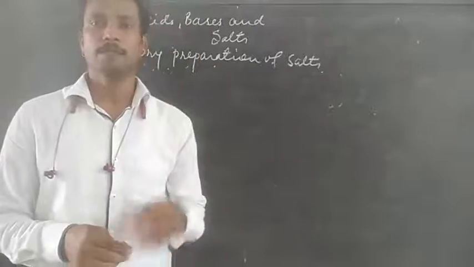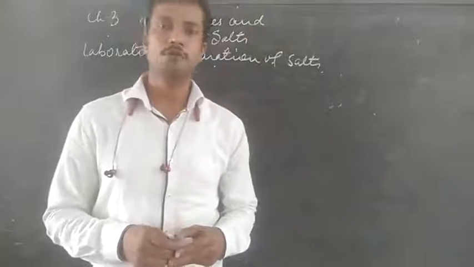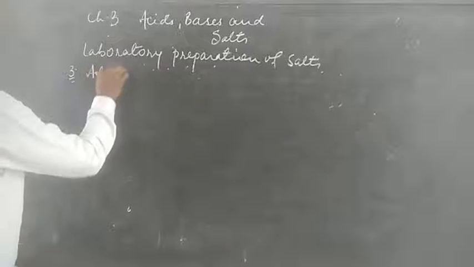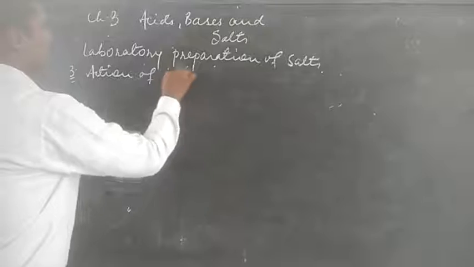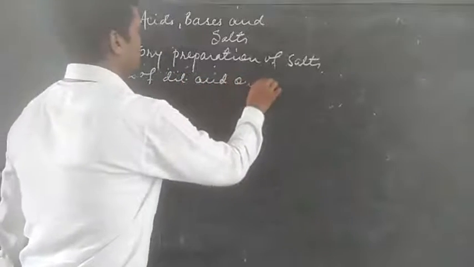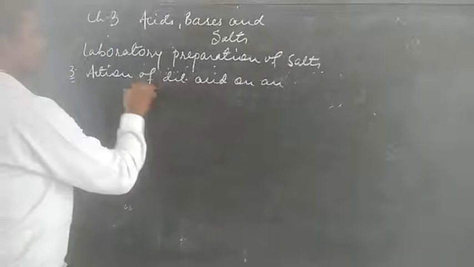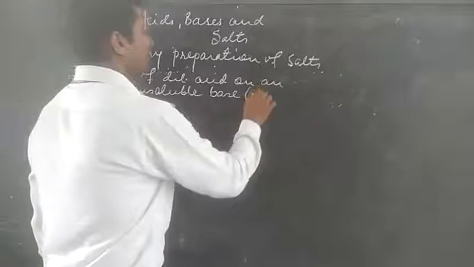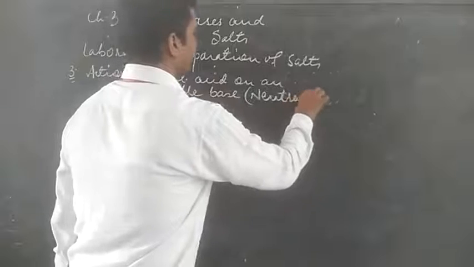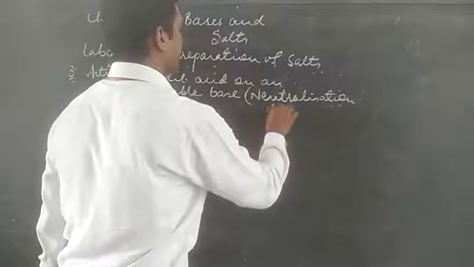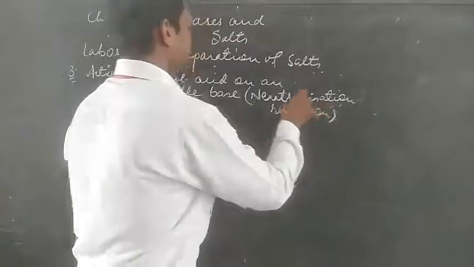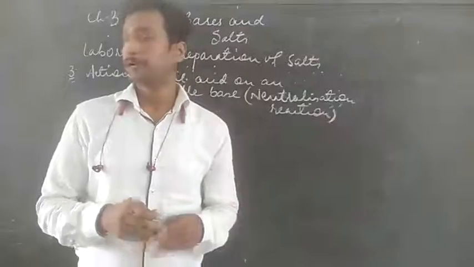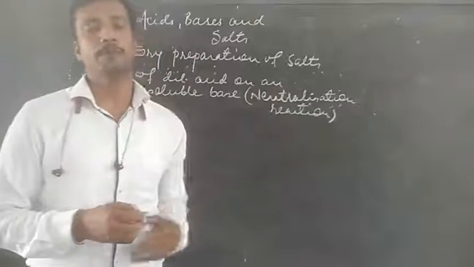And the third method is action of dilute acid on an insoluble base. Please see. We have the third method, action of dilute acid on an insoluble base. And this method can also be called neutralization reaction. And you know, neutralization reaction is the reaction between acid and base to form salt and water. But the base to be taken should be an insoluble base.